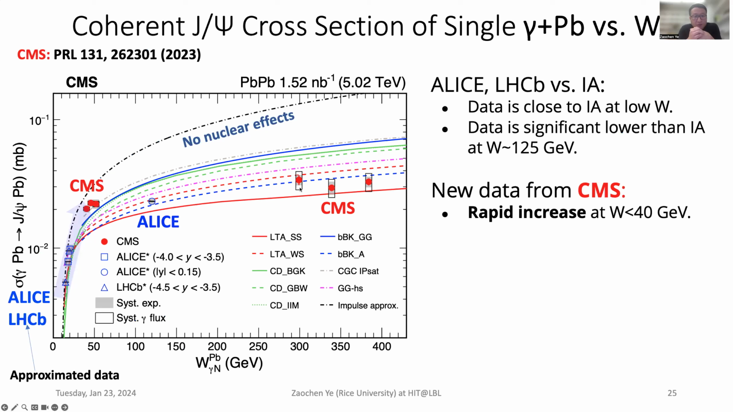Yeah, hope I answered your question. So what did you assume for the uncertainty on the gamma A going to A star cross section?